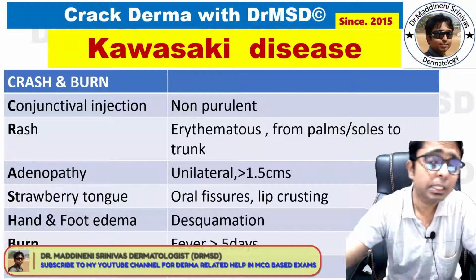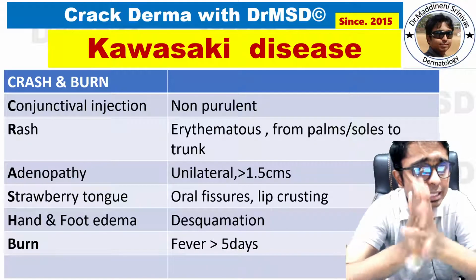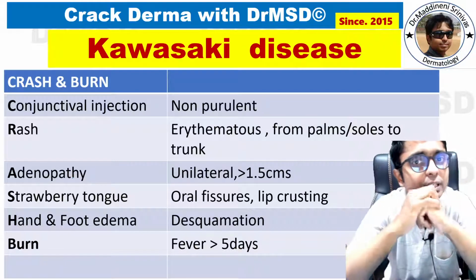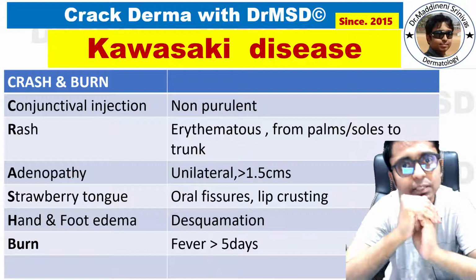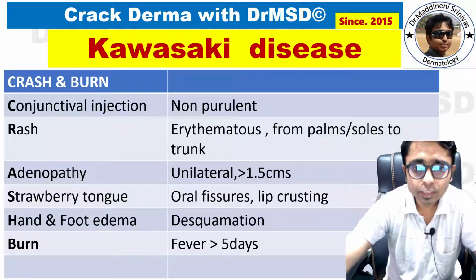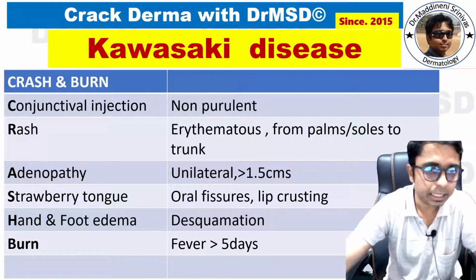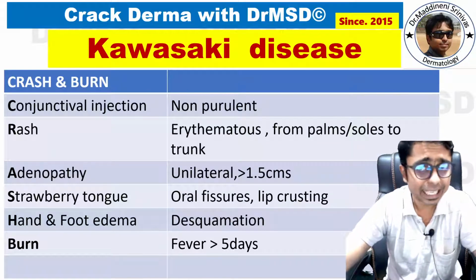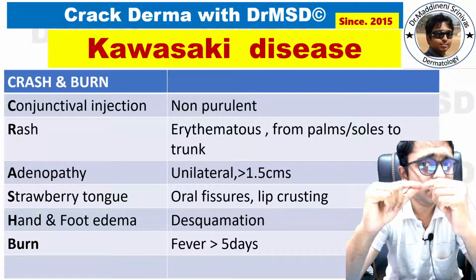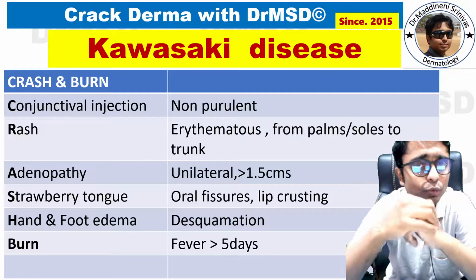And lymphadenopathy is most likely seen in the cervical area, and this is also seen only unilaterally, and the lymph node should be more than 1.5 centimeters to be considered as Kawasaki disease. And strawberry tongue, of course, we have seen the picture, and oral fissures, buccal mucosal erythema, and lip crusting can also be seen. And hand and foot edema, erythema, and also there will be periungual desquamation which can be seen post the fever, that is after 2 weeks of the fever.